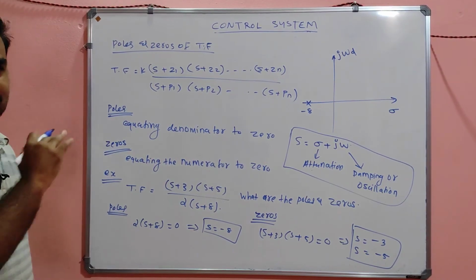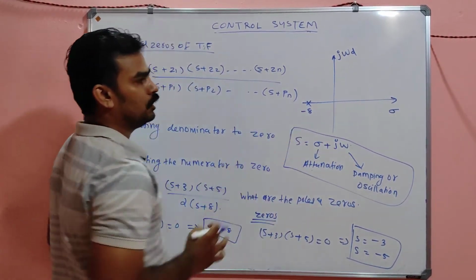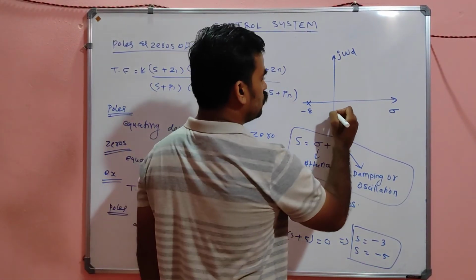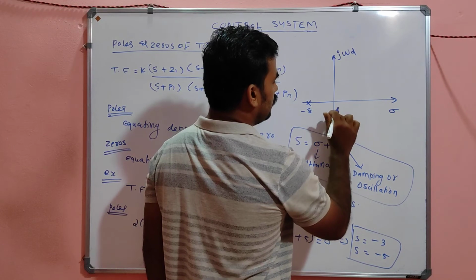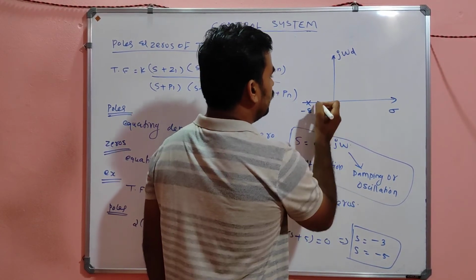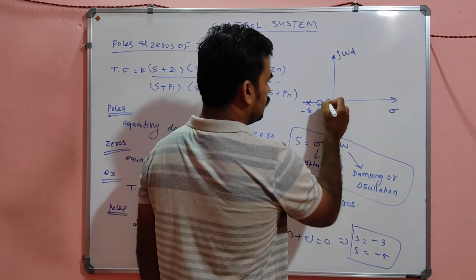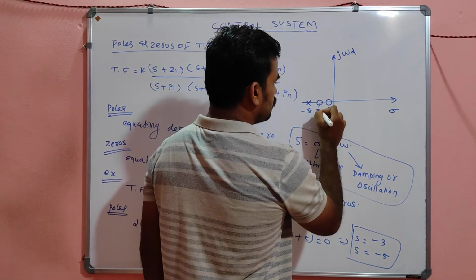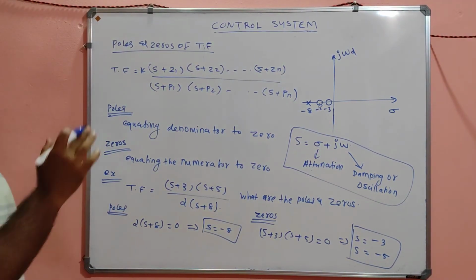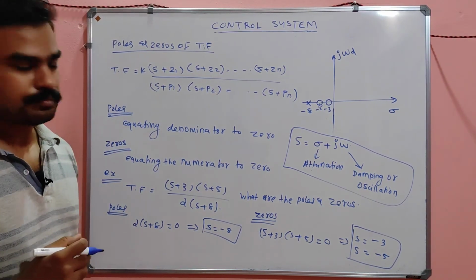So, on the sigma axis, there is a real axis now. This is a real pole now. So, sigma equal to minus 8 will be the pole. And zeros are equal to minus 3 and minus 5. So, that will be minus 3 here, and this is minus 5. So, 2 zeros on the real axis. That is how you have to draw the poles and zeros.